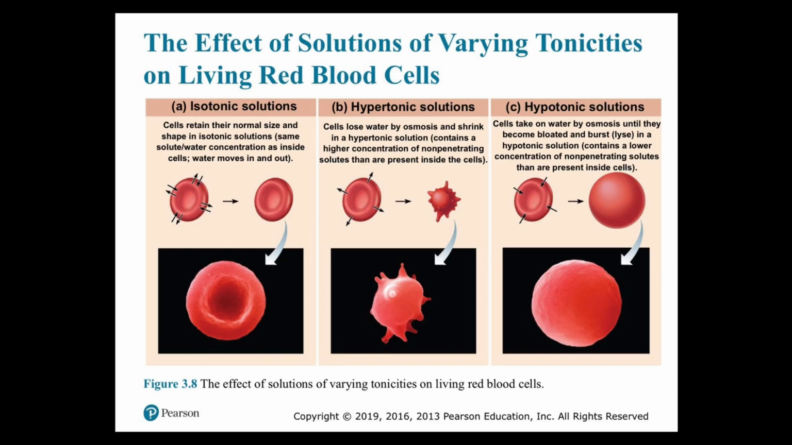In a hypotonic solution, hypo means less concentrated, so the outside of the cell is less concentrated than the inside of the cell. That means the inside is hypertonic and the outside is hypotonic. So cells take on water by osmosis until they become bloated and burst, or lyse, in a hypotonic solution, which contains a lower concentration of non-penetrating solutes than are present inside the cell.